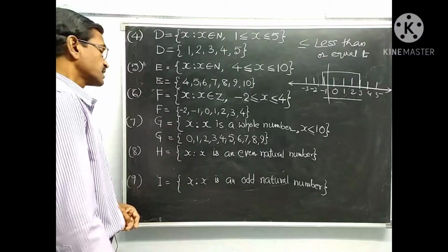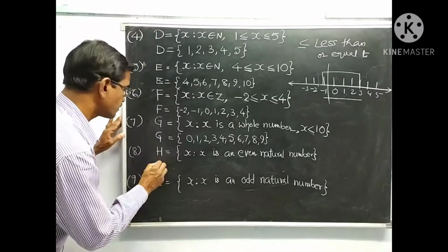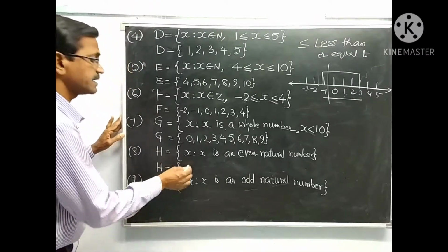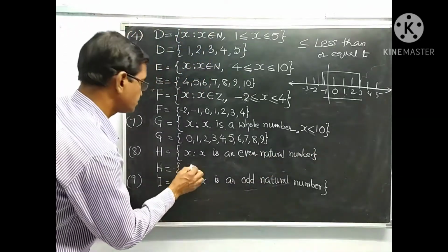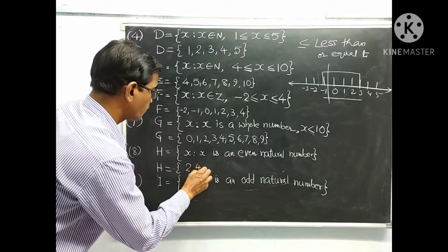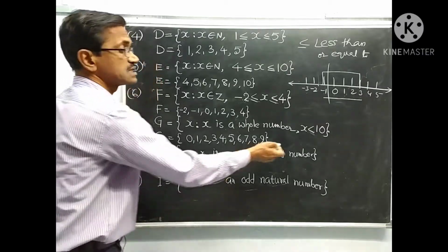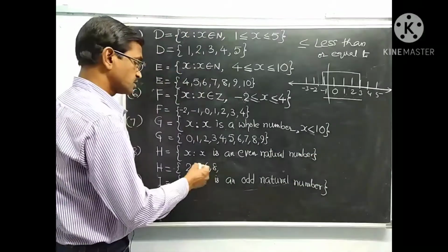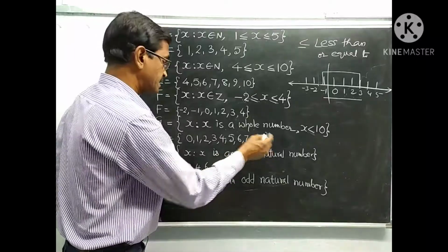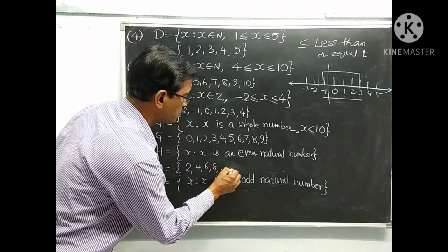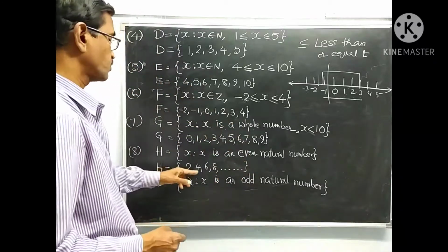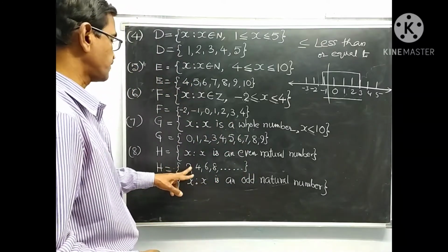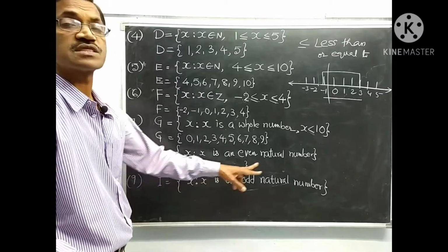Then H is equal to x such that x is an even natural number. You know even natural numbers are 2, 4, 6, 8. There is no limit given here, so this is an infinite set, not a finite set. So we have to keep dots like this, and so on. H is equal to the set of 2, 4, 6, 8 and so on.